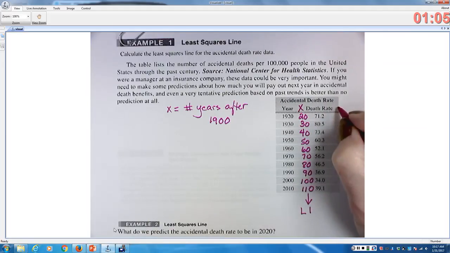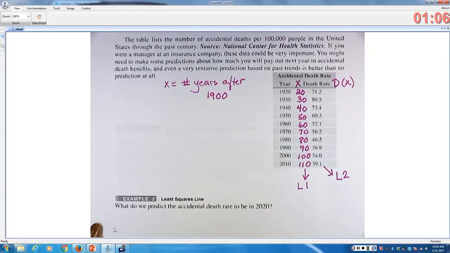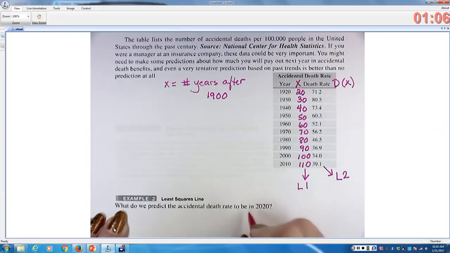These are my, let's see, death rate. So D of X, the death rate in X years after 1900. And these values are going to go into list 2 of my calculator. And I'm going to come up with an equation to be able to answer this question. What do we predict the accidental death rate to be in 2020? And in 2020, X is going to be 120 because it'll be 120 years since 1900. Okay?